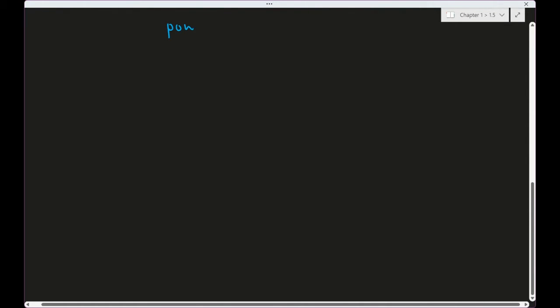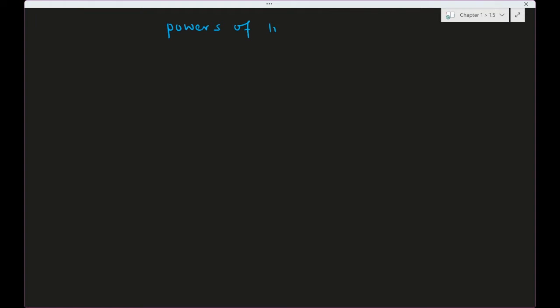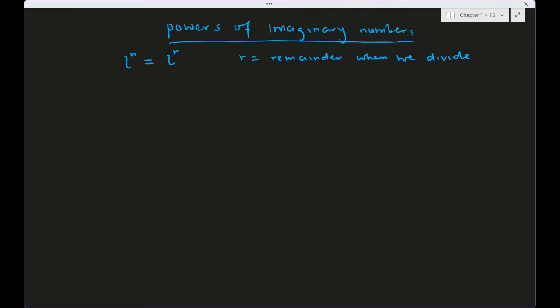Let's talk about powers of imaginary numbers. Okay. And we said i to the power n, where n is any positive integer, is the same thing as i to the power r. And what is r? We said r is the remainder when we divide n by 4.